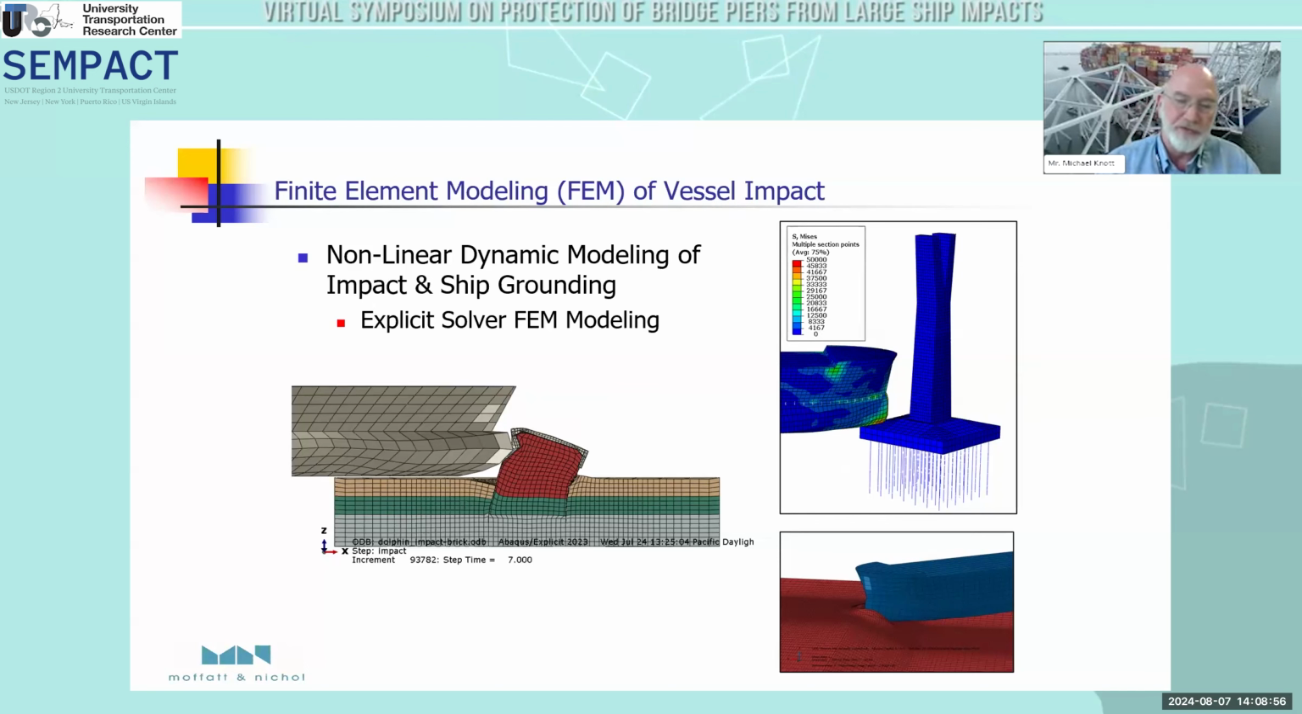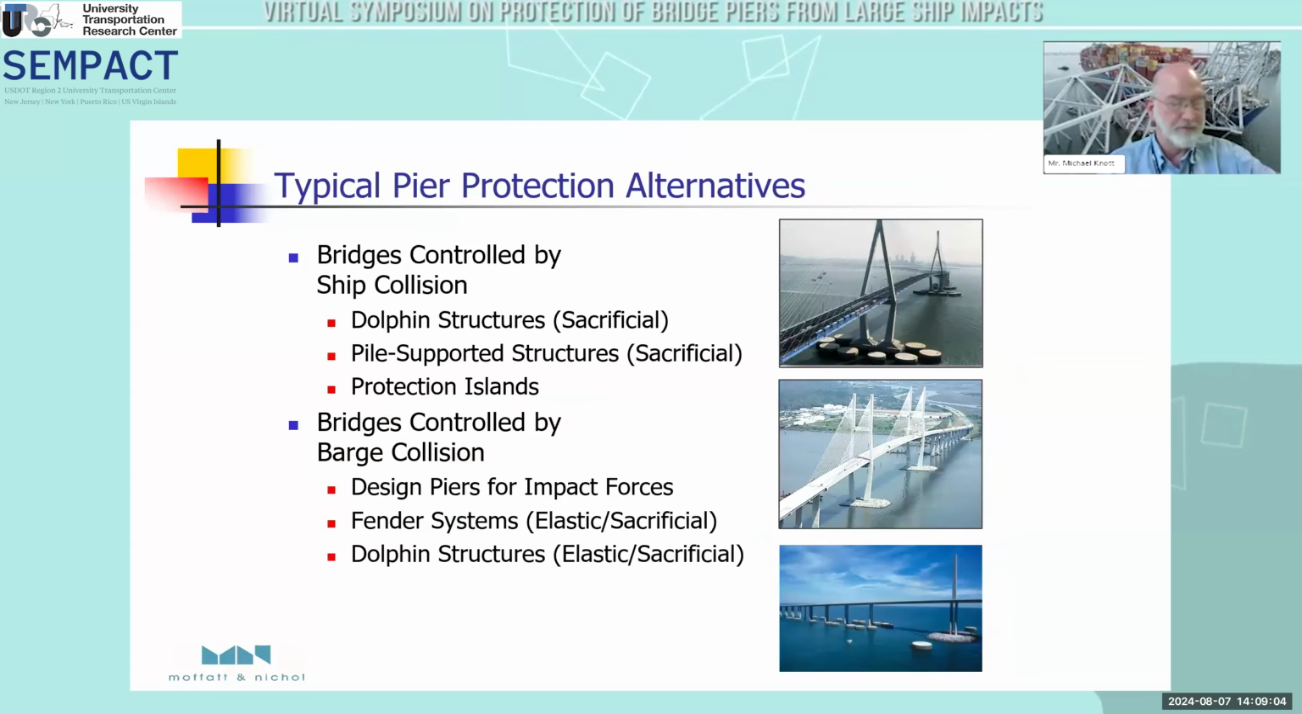And we also use similar models to look at the grounding of ships and the plowing of ships through soft soils. So typical pier protection alternatives for bridges controlled by ship collision are dolphin structures, pile-supported structures, and protection islands. For bridges controlled by barge collision, sometimes the piers can be designed for the impact forces.